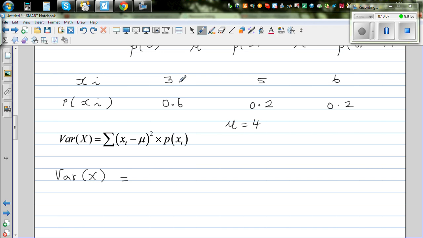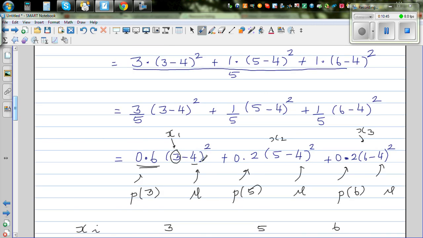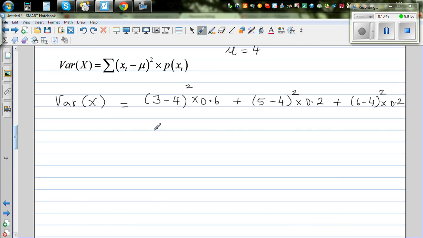So basically what you have to do is multiply by your probability. First, let me take xi minus mu. So that is (3 minus 4) squared, times 0.6, plus (5 minus 4) squared, times 0.2, plus (6 minus 4) squared, times 0.2. And this, if you compare with this, this and this are the same. Okay, so let us complete it.